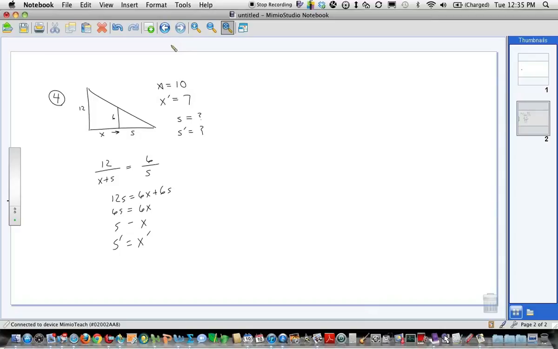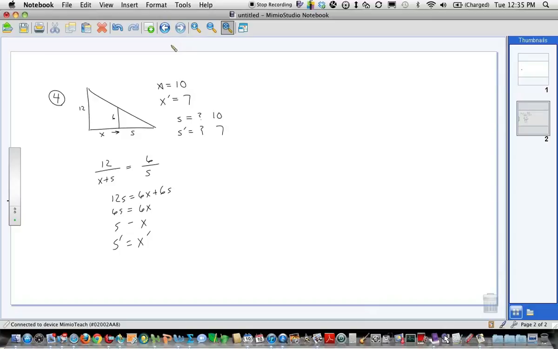All right. Now, that's very easy at this point. So if X is 10, then we just plug in. So if X is 10, S is 10. And if X prime is 7, then S prime is 7. So it just turns out that in this particular case, since the man happens to be half the height of the pole, his shadow will lengthen at the same rate as he's walking. It's just kind of a coincidence.